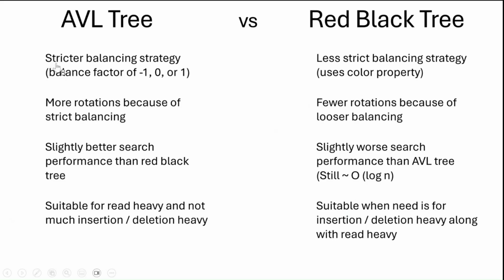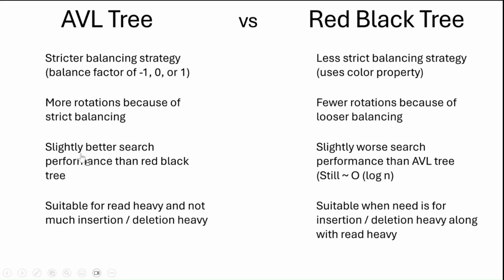Because we saw that whenever we inserted 45 in the previous tree, it had to do rotations because of the strict balancing strategy. And in red black tree, the rotations weren't required. In an AVL tree, there are more rotations because of this strict balancing, as we saw in the previous example. In a red black tree, the rotations are fewer because of the looser balancing based on the color property.